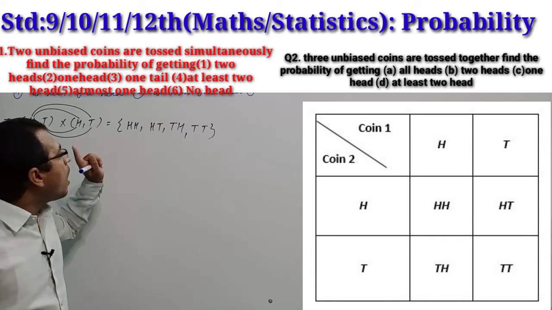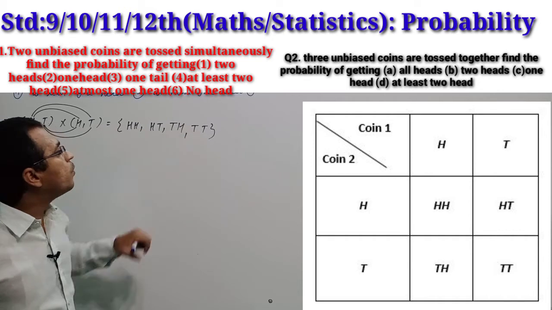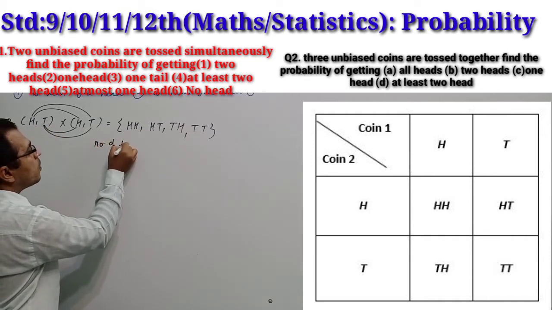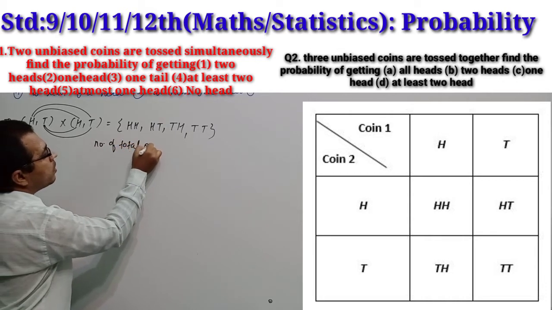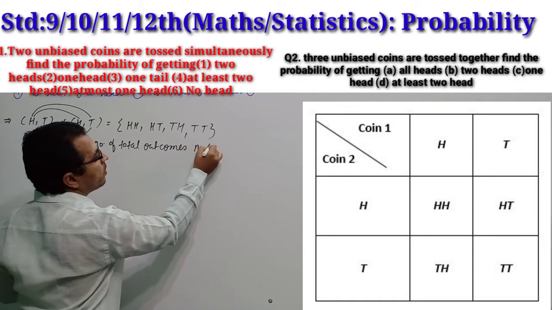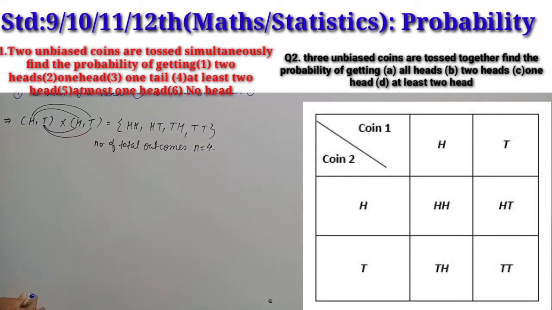These are the possible outcomes when you are tossing two coins simultaneously. So how many outcomes? 1, 2, 3, 4. So the number of total outcomes, n is equal to 4, right students? Now in this question the first part is what? Two heads. If you are tossing two coins simultaneously, what is the probability of getting two heads?